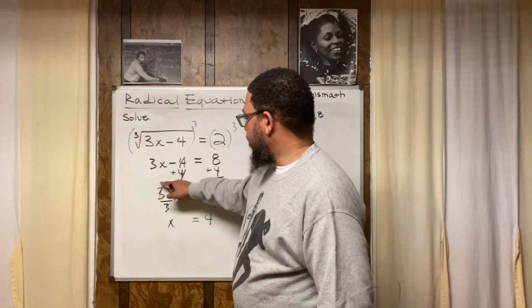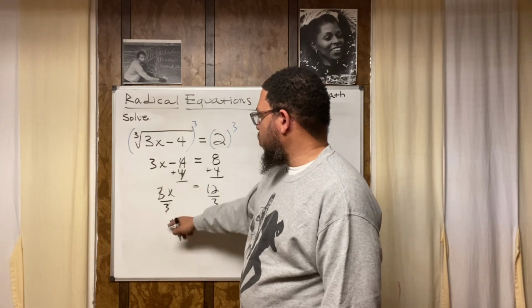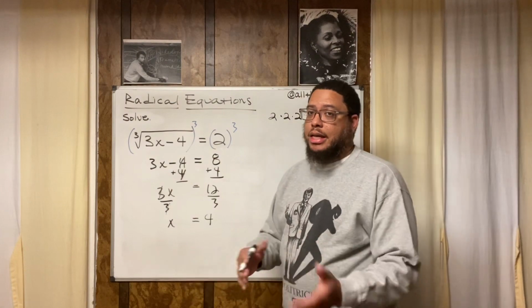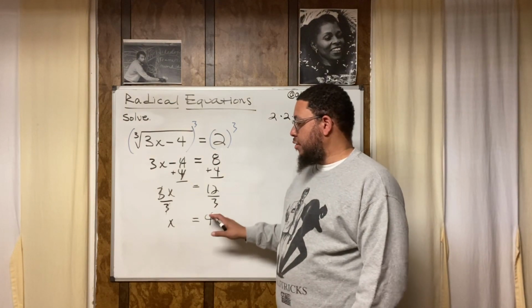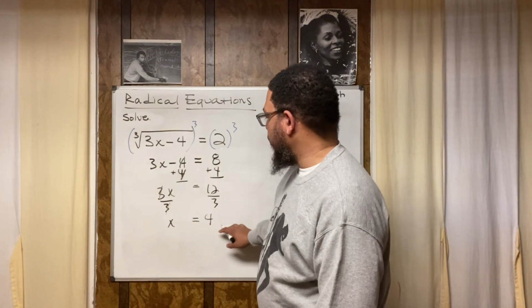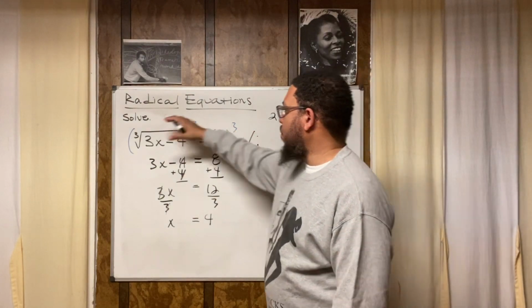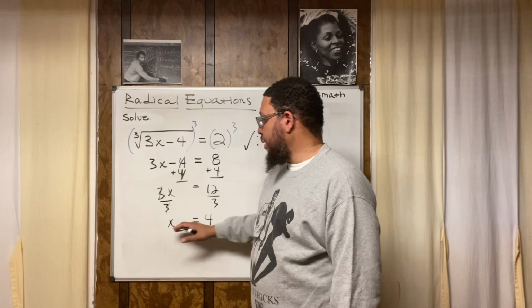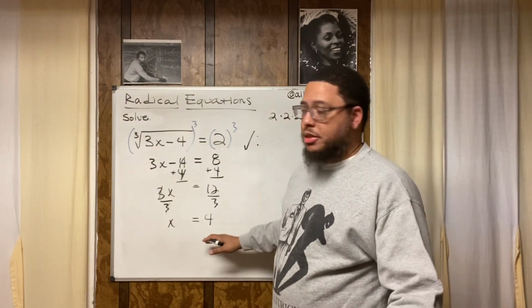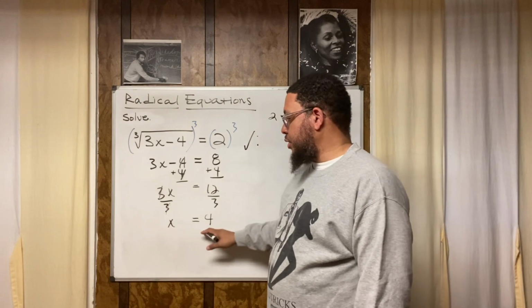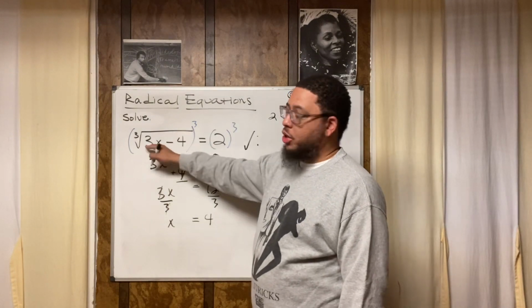Anyway, so the 3s cancel out. We got 1s. So 1 times x is just x, and 12 divided by 3 is 4. Don't make the careless mistake and subtract instead of doing division. So x is 4. Now, we're going to check to make sure this is true. We're going to go back to the original equation and make sure this is not an extraneous root, because that happens sometimes. Meaning, you go through all the steps, do the math correctly, you get an answer, but then the answer doesn't work in the original equation.